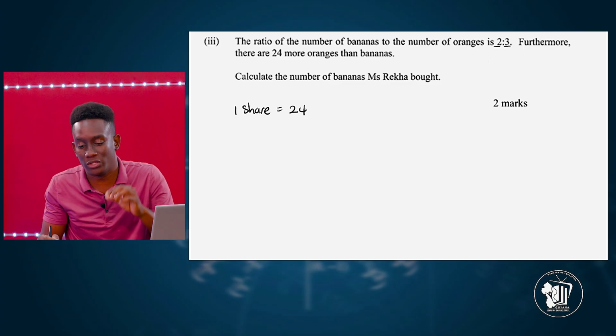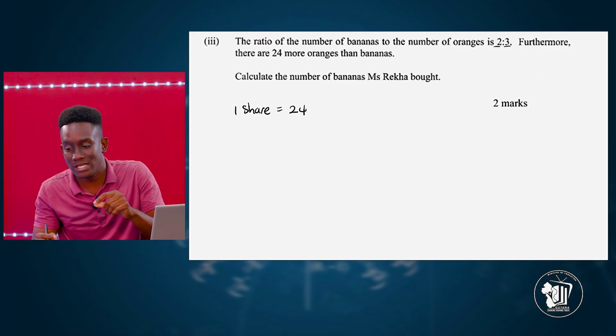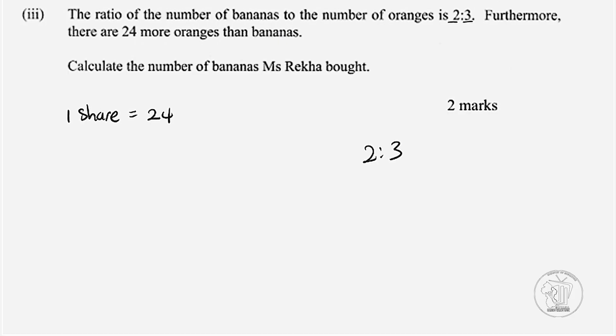Furthermore, there are 24 more oranges than bananas. And we see in the ratio 2 to 3, the oranges has a share of 3, which is 1 more than this here. So the value of 1 share would be 24.